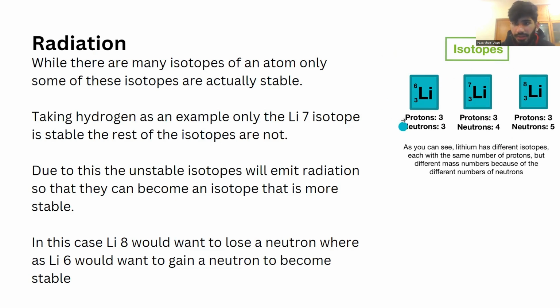In this case, what we're getting for Li6 is that it is going to gain a neutron. This is its radiation, and it is going to become an Li7 isotope. Likewise, Li8 is going to emit a neutron, sort of let go of a neutron, so that it can become a stable Li7 isotope. All right? So radiation is simply the process in which unstable isotopes do something in order to become stable isotopes, or stable atoms to begin with.